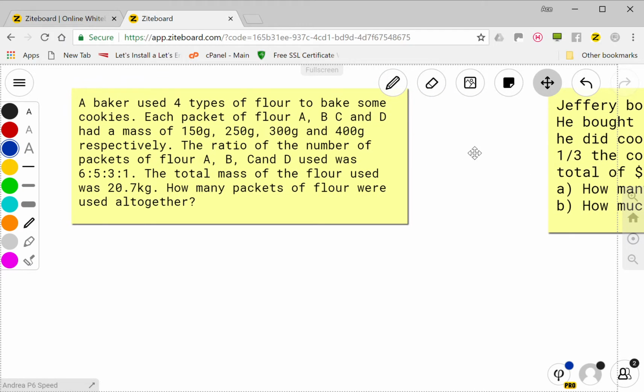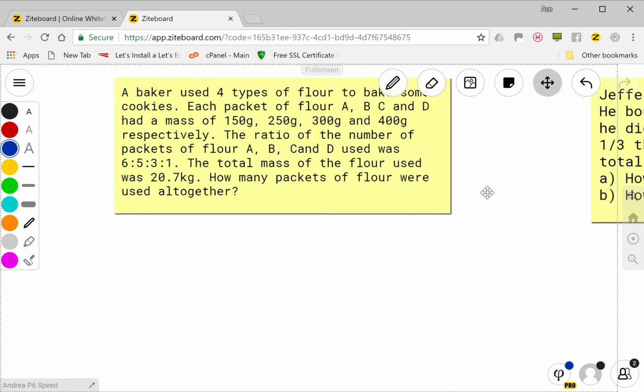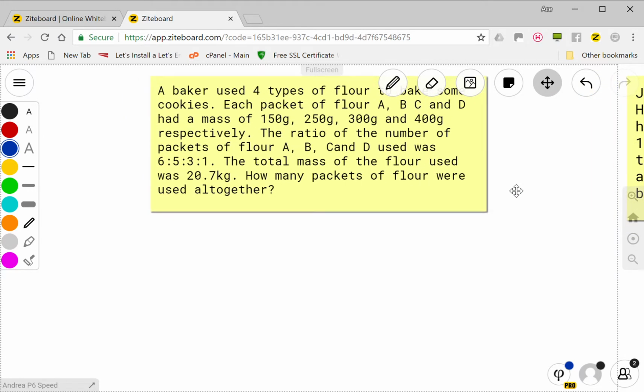A baker used 4 types of flour to bake some cookies. Each packet of flour A, B, C, D had a mass of this, right? So that's actually the value. Alright, let's just write the table of values. I have A, B, C, and D. The first value is 150 grams, then 250 grams, next is 300 grams, and the other one is 400 grams.